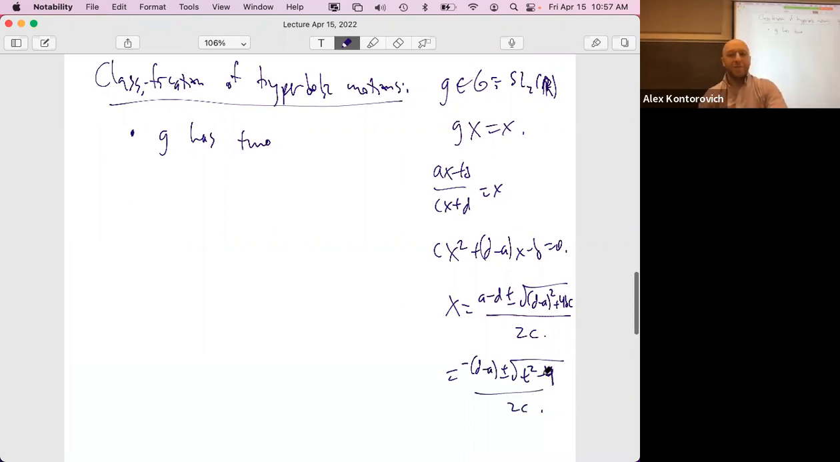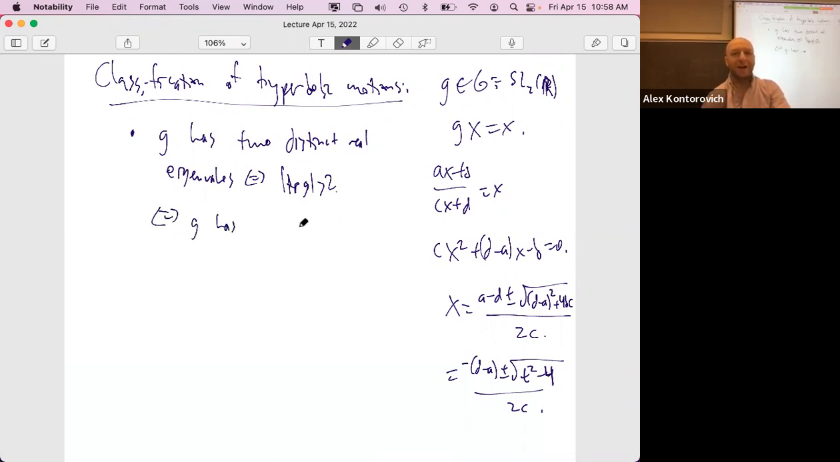So if G has two distinct real eigenvalues, that will happen if T squared is greater than 4. This is if and only if the trace of G is greater than 2. And that will happen if and only if G has two distinct real fixed points.